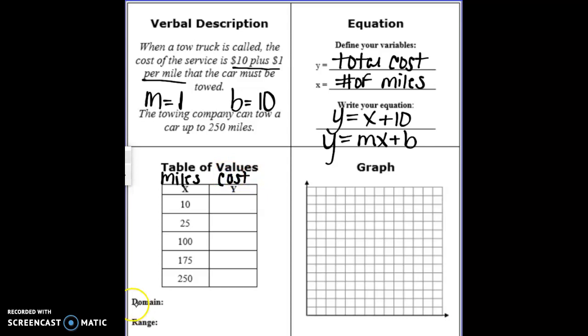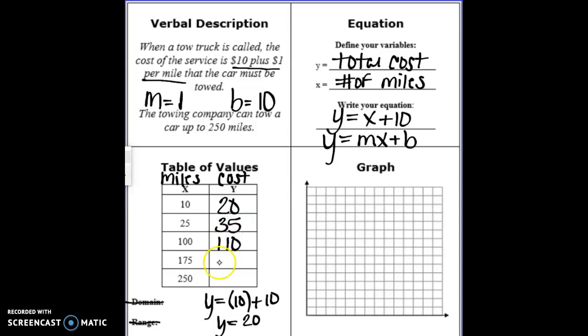Okay, so here we're going to scratch out domain and range. We're not worried about that right now. But here we have a table. We're going to fill in that table. In order for me to fill that table in, I'm going to substitute my x value for whatever x value is in the table. So where I have 10 instead of x, I'm going to substitute 10. So I have 10 plus 10, y equals 20. So when I'm being told 10 miles, the cost is going to be $20. So then for 25, the cost is going to be $35.